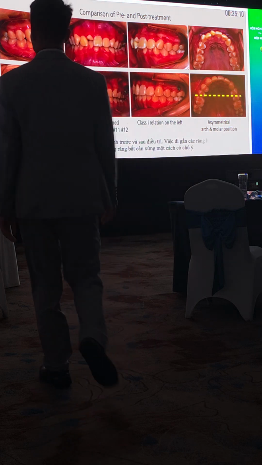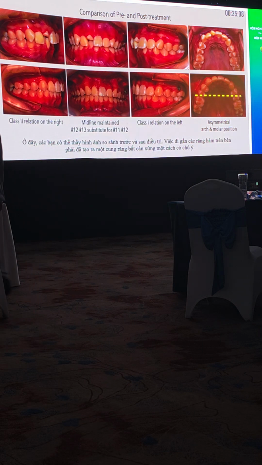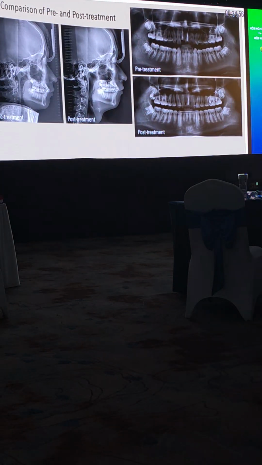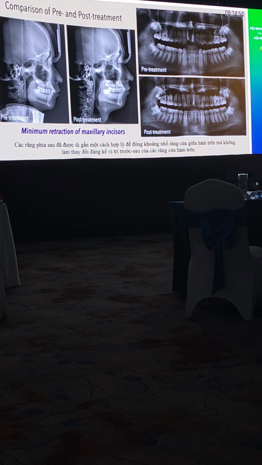Here, you can see a comparison of the treatment before and after. The medial movement of the upper right teeth resulted in an intentional asymmetric arch. The posterior teeth were adequately advanced to close the extraction space of the maxillary central incisor without significantly altering the anterior position of the maxillary anterior teeth.